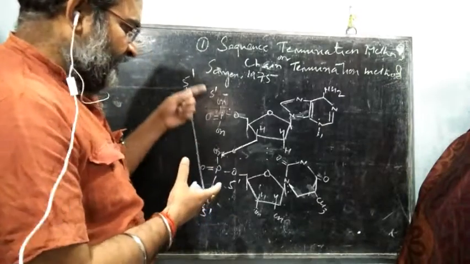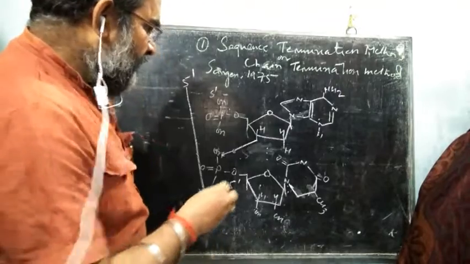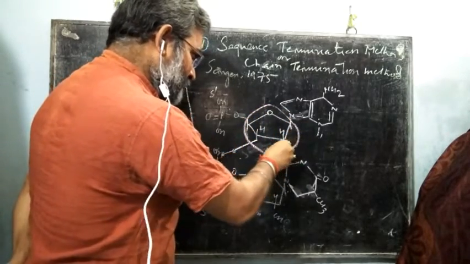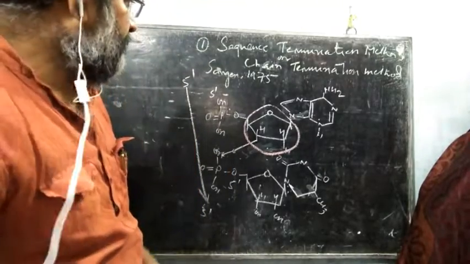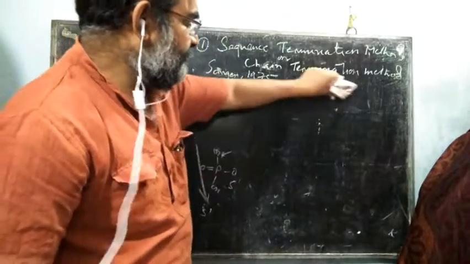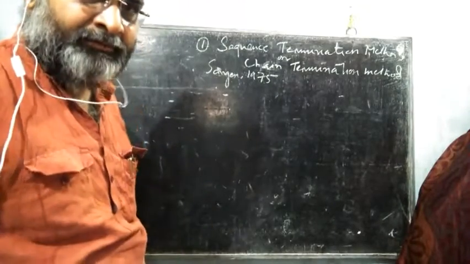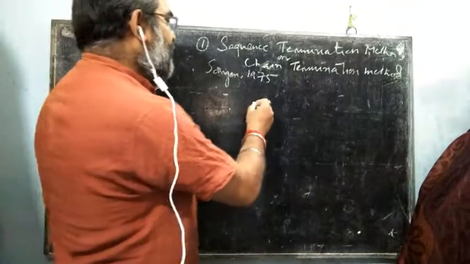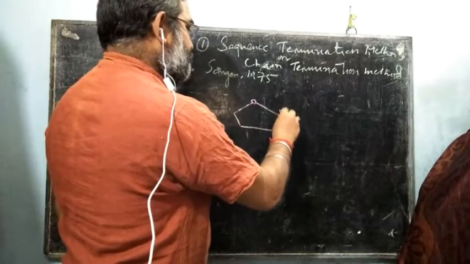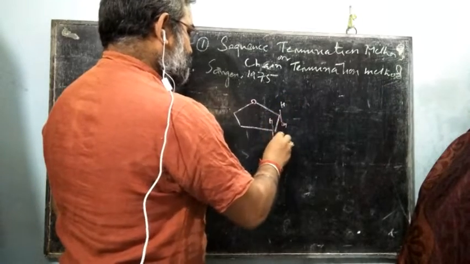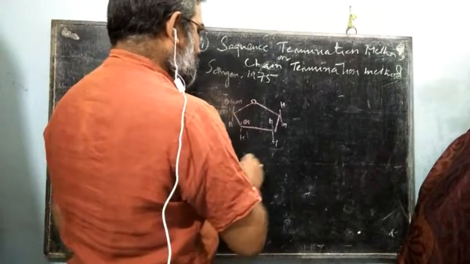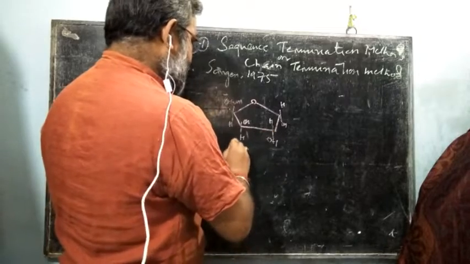It is the basic pattern of the polymerization. For the polymerization, this part is most important. That is the deoxyribonucleic acid. Sanger, the principle of the Sanger is based on the ribo nature of the deoxyribonucleic acid. That means the sugar here, that is the ribonucleic acid.